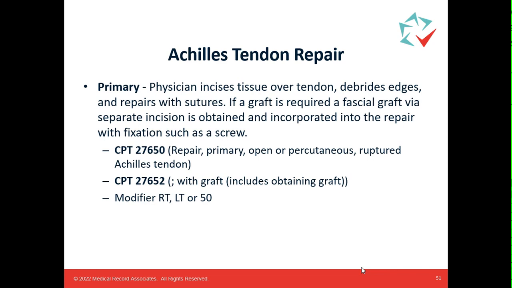For our primary repair, we have available CPT 27650, which is repair primary open or percutaneous ruptured Achilles tendon. If your provider has to go and get a graft to help with the repair, then we're going to assign 27652, which is repair primary open or percutaneous with graft. And you'll see in the code descriptor that that includes obtaining the graft, so you won't assign an additional code for getting the graft. You'll just use the one combination code. Again, we can use those laterality modifiers, right or left. If your provider is performing a bilateral repair, then modifier 50.